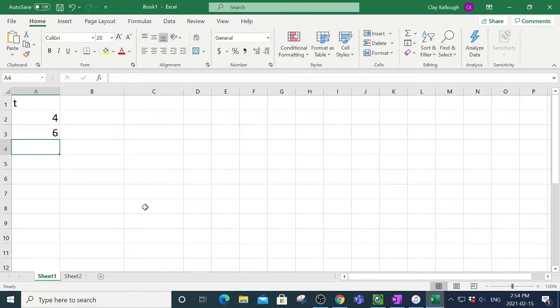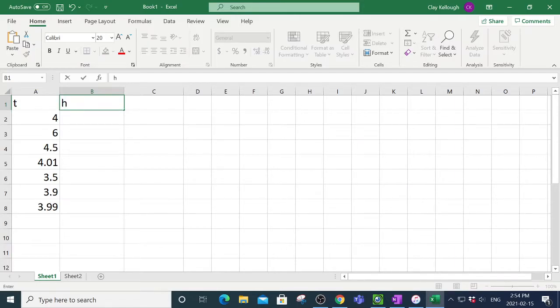So I'm going to put all of those x values in. So let me put them in here. There's 4.5, and then the next one was 4.01, and then 3.5, and then 3.9, and then 3.99. So there we go. So there's all the x values I'm going to calculate. Now to get the y values, or the function h of t values, I am going to need a formula.